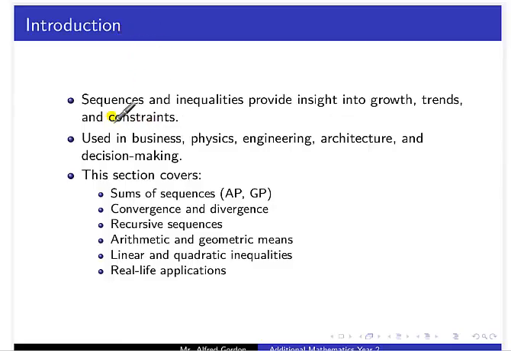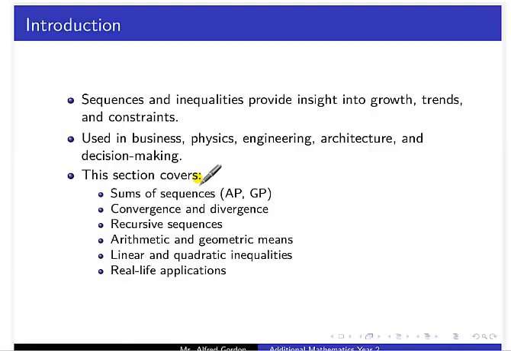Introduction. Sequences and inequalities provide insight into growth, trends, and constraints. Sequences and inequalities are used in businesses, physics, engineering, architecture, and decision making.